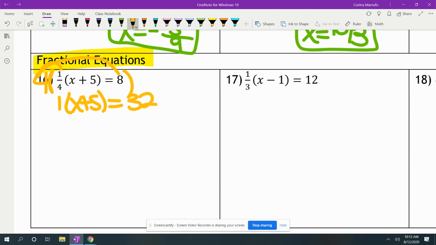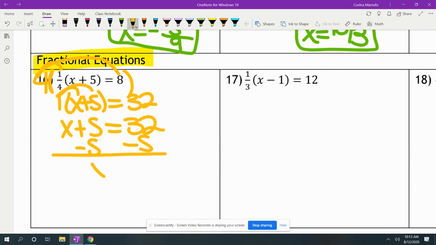Okay? So then next from here, we distribute this 1 to each term, and that gives us x plus 5. 1 times x is x, and 1 times 5 is 5, is equal to 32. And then our last step is to subtract the 5 on both sides, and we get x equals 32 minus 5 is 27.